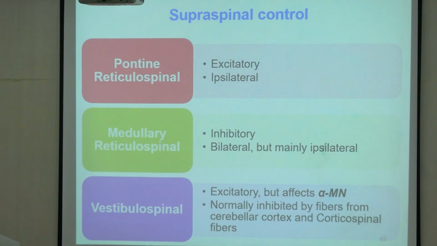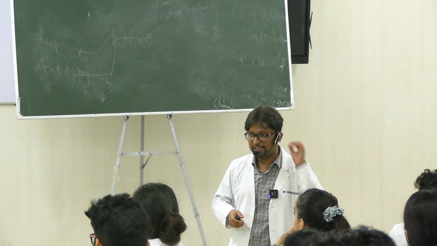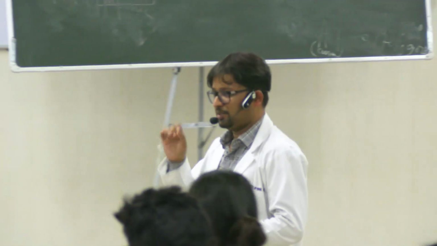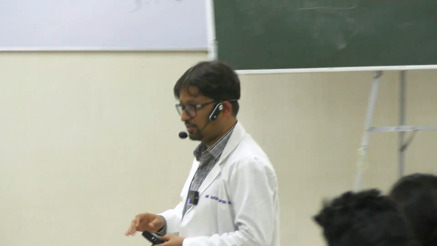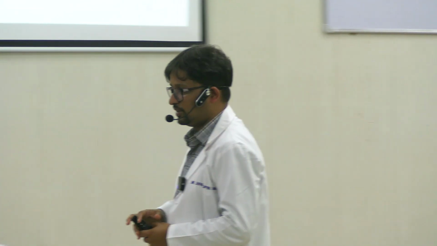So does it have a role in a normal situation? No, in normal health it does not have much of a role. We've talked about the pictures yesterday, just go through that. Vestibular nuclei is normally inhibited by the Purkinje cell network of the cerebellum, right?